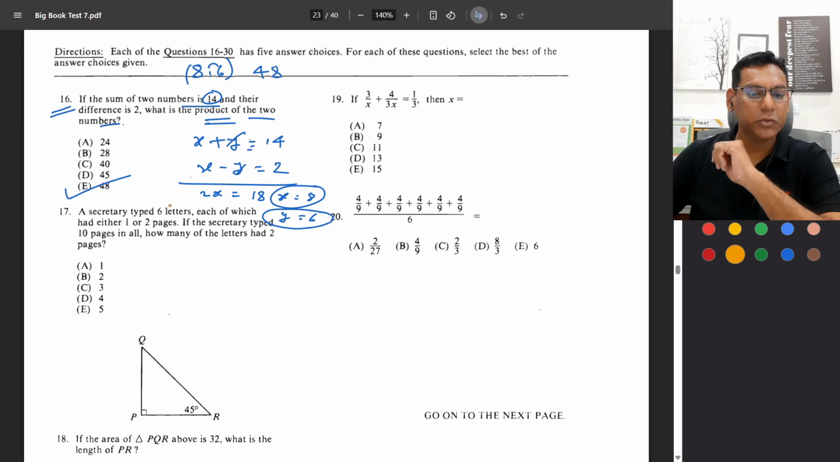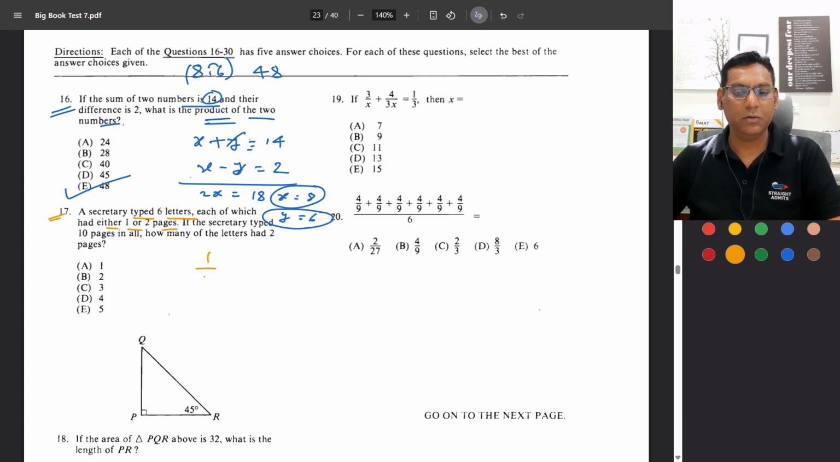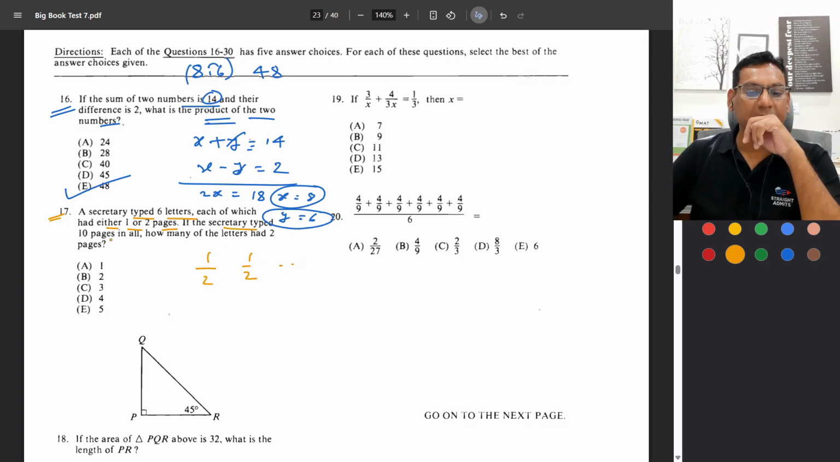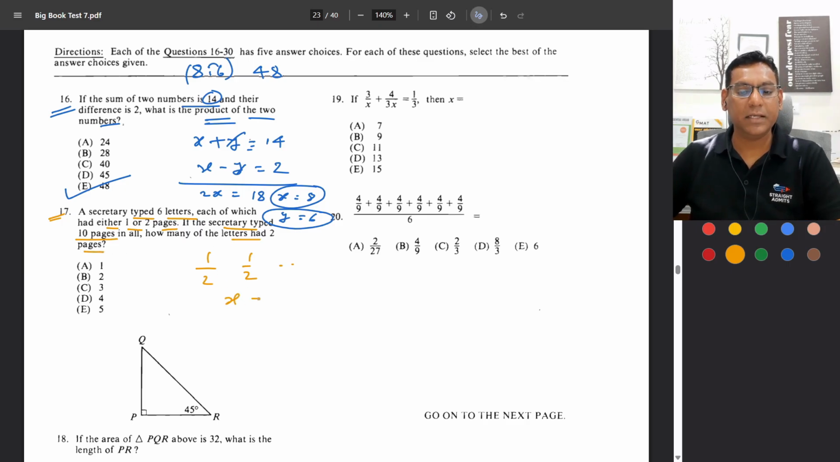Okay, let's look at question 17. A secretary typed 6 letters, each of which had either 1 or 2 pages. Okay, so it is 1 or 2, 1 or 2, like that. We have 6 letters. Okay, if the secretary typed 10 pages in all, how many letters had 2 pages? Okay, so let's say x and y. x is the number of letters with 2 pages, y is the number of letters with 1 page.